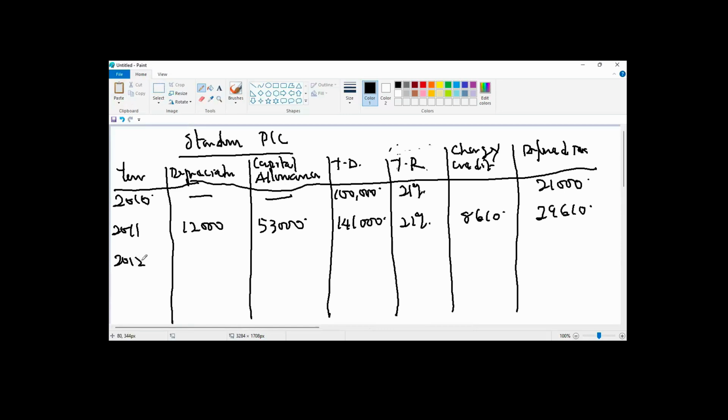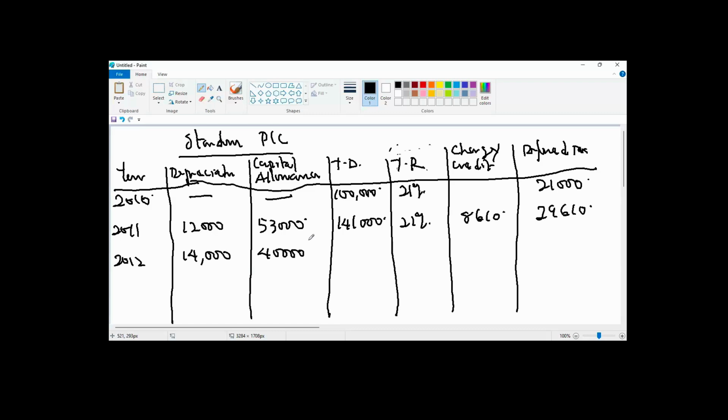What is the depreciation in 2012? 14,000. What is the capital allowance in 2012? 40,000. From this, can we interpret depreciation and capital allowance? Yes. There's a temporary difference now. When the depreciation is less than the capital allowance, is it a charge or a credit?